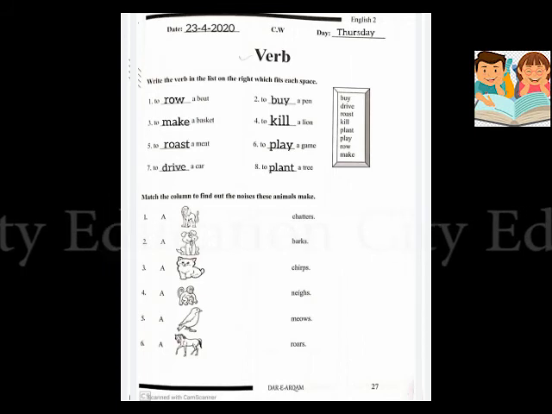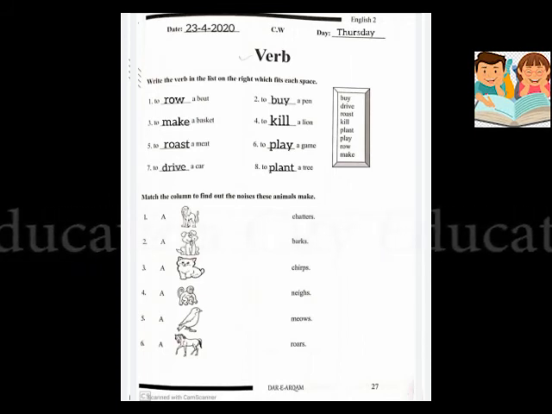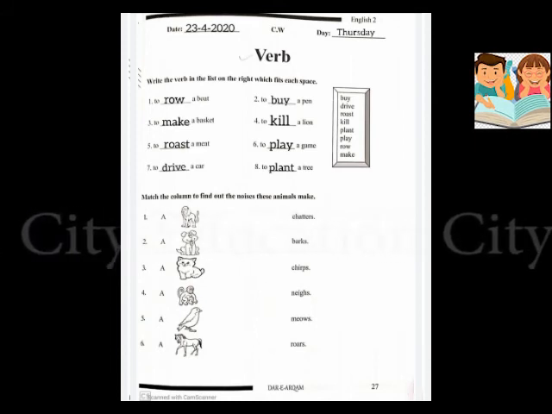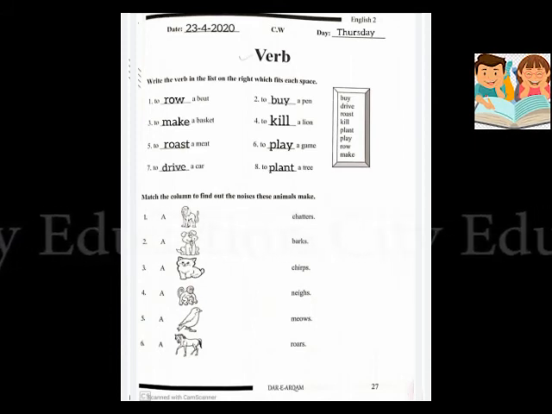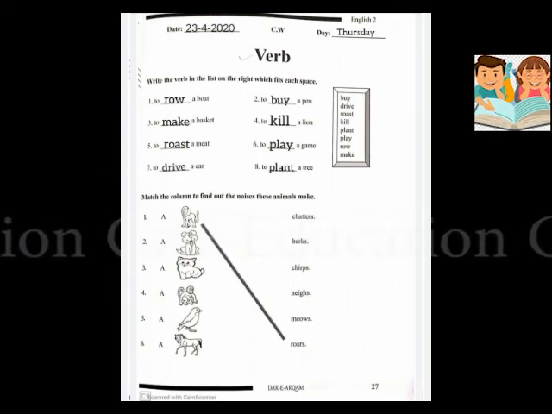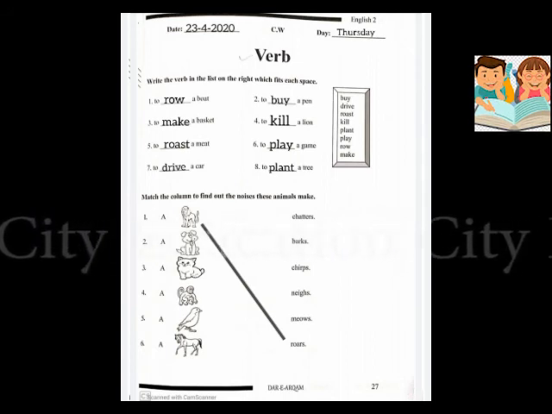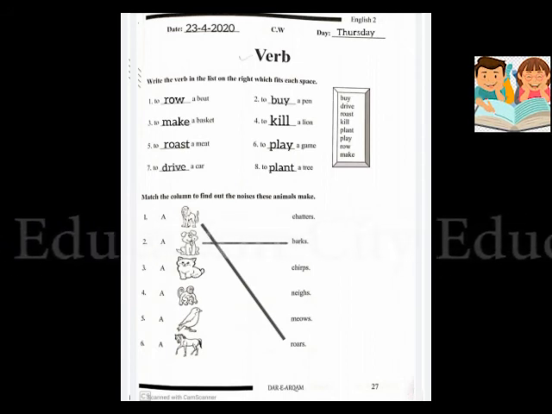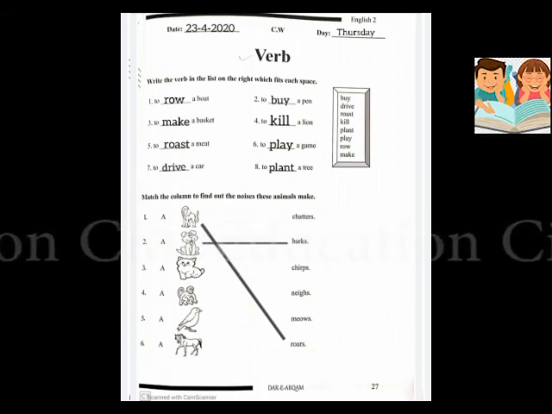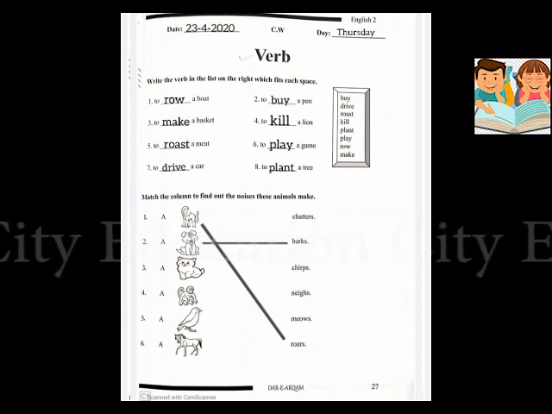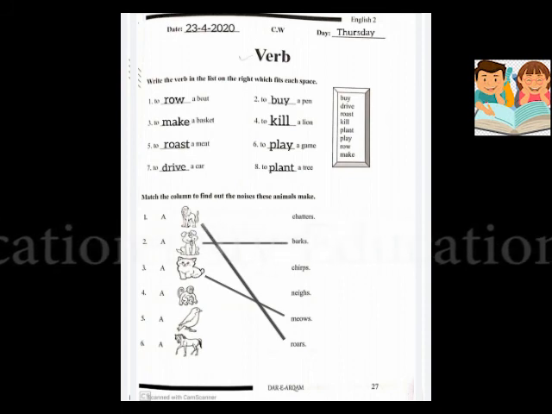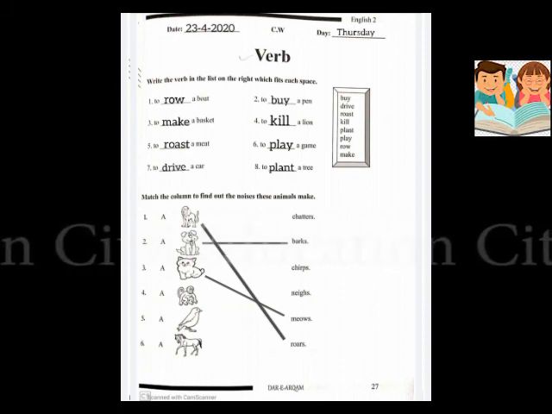So the first is a lion. And lions make a roar. So match the line with the last word. Here, roars. A dog barks, in front of dog, match it. Good. A cat meows. So match the cat with the word meow. Like this, match the other animals with their voices.